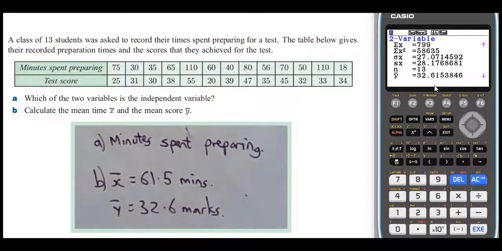Okay, so that's telling us that the average student spent 61.5 minutes preparing, so just over an hour, and they got 32.6 marks.